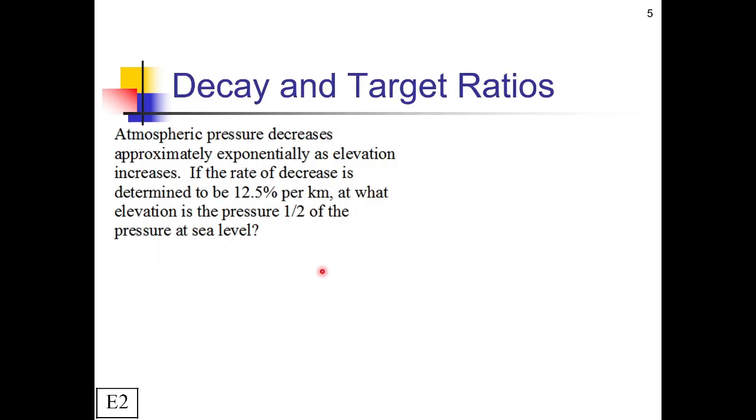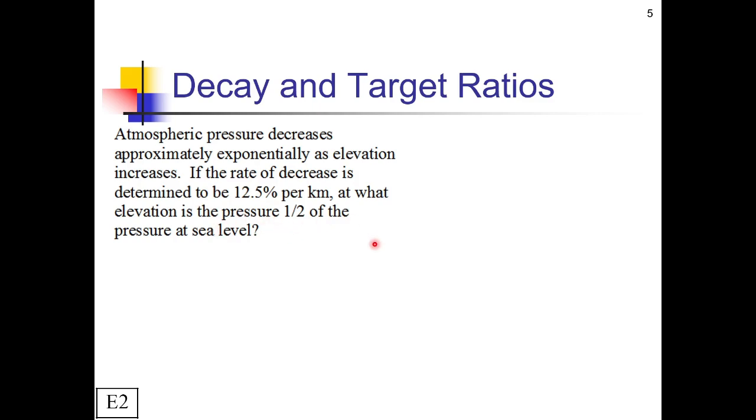On this next example, let's read it out here. So atmospheric pressure decreases approximately exponentially as elevation increases. So we've definitely got an exponential sort of problem. They spelled it out for us. If the rate of decrease is determined to be 12.5% per kilometer, at what elevation is the pressure 1/2 of the pressure at sea level?